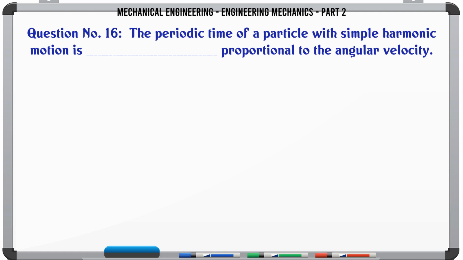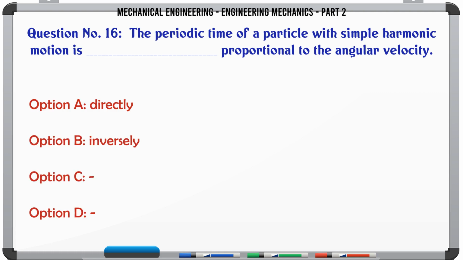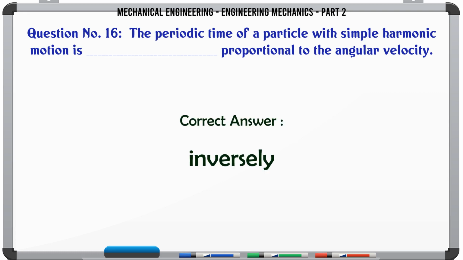The periodic time of a particle with simple harmonic motion is proportional to the angular velocity. A. directly, B. inversely. The correct answer is inversely.